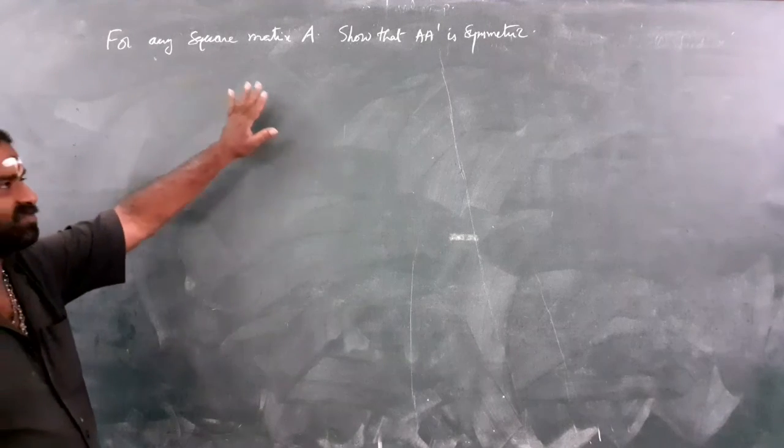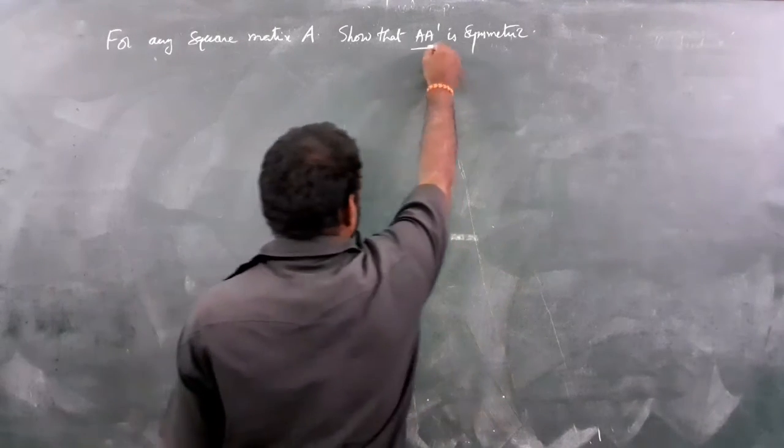So you have to see, this is one more important and very simple problem. For any square matrix A, show that A A dash is symmetric.